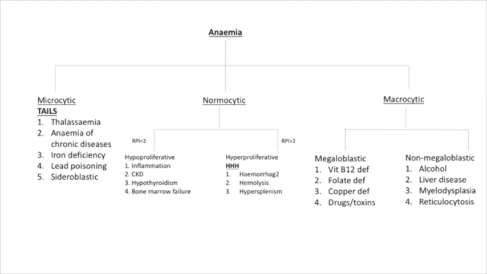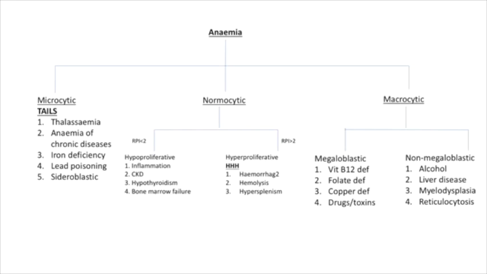Non-megaloblastic macrocytic anemia, we speak to alcohol, liver disease, which causes membrane processing problems, myelodysplasia, and reticulocytosis. So any cause of anemia that's going to cause the bone marrow to churn out red blood cells at a higher rate than normal may result in these immature reticulocytes, which are larger than normal, but they are non-megaloblastic by definition.